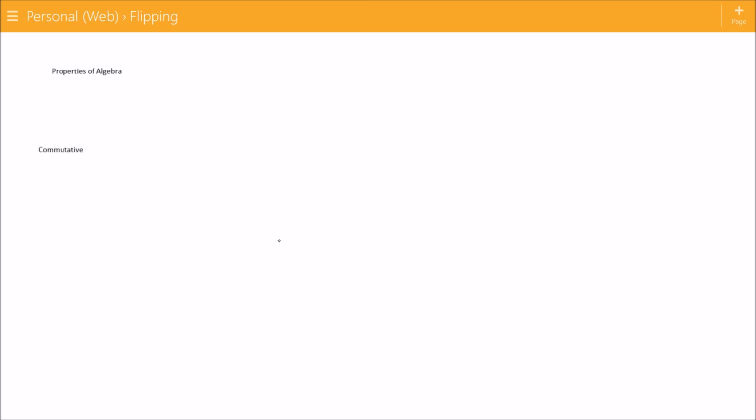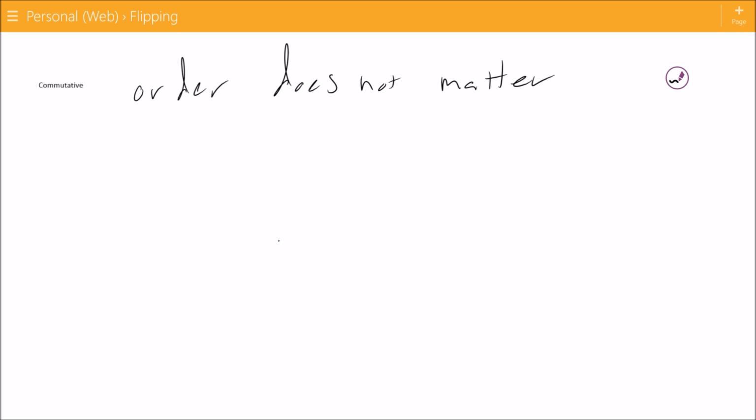Hello, today we are looking at the properties of algebra. Let's start off looking at the commutative property. And the commutative property is basically saying order does not matter in some cases here.